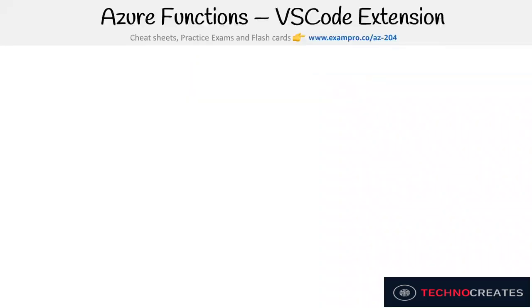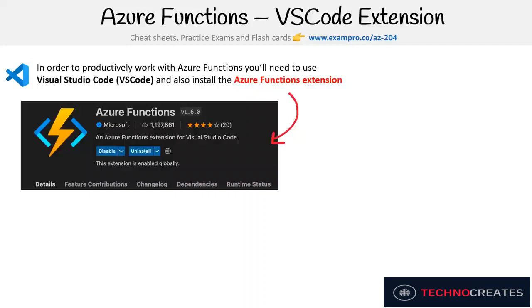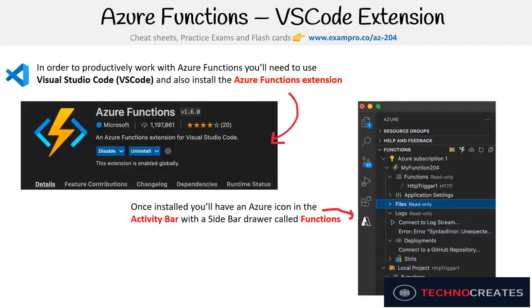All right, let's take a look at VS Code extension, because this is going to be the primary way that you are going to be working with Azure Functions. So in order to productively work with Azure Functions, you'll need the Visual Studio Code Azure Functions extension. And so what you'll do there is install that. Once it's installed and you have an Azure icon in your activity bar with the sidebar drawer, you can look for functions. I'm going to get my pen tool out here. So the idea is you install this, and then now you have at the top here the functions tab, so you can manage Azure Functions.